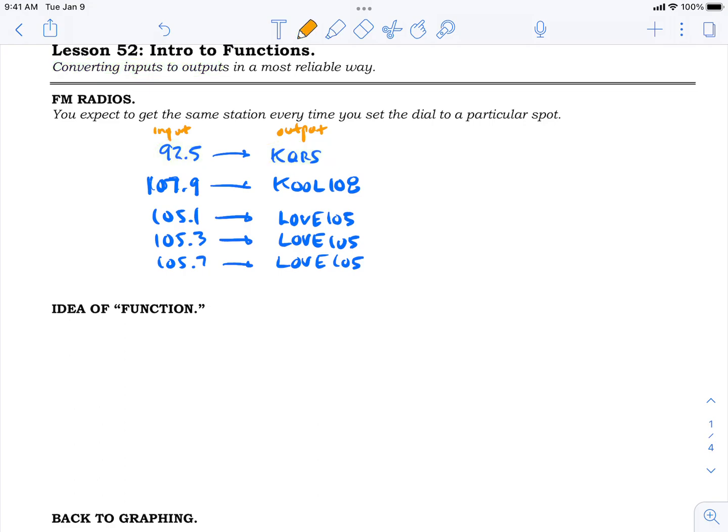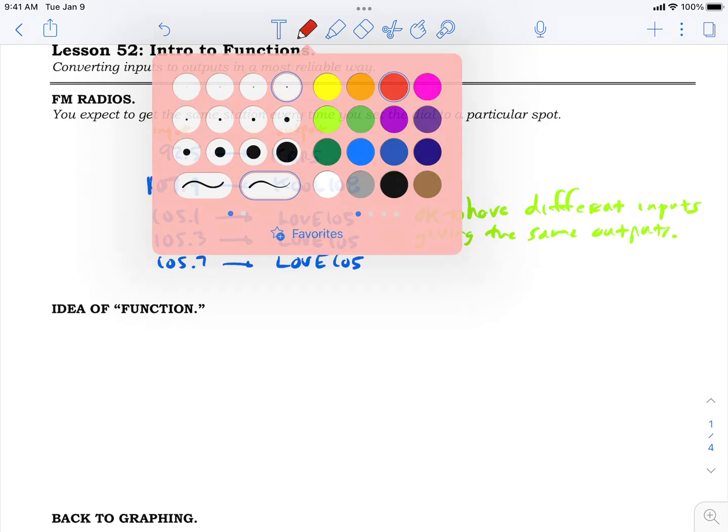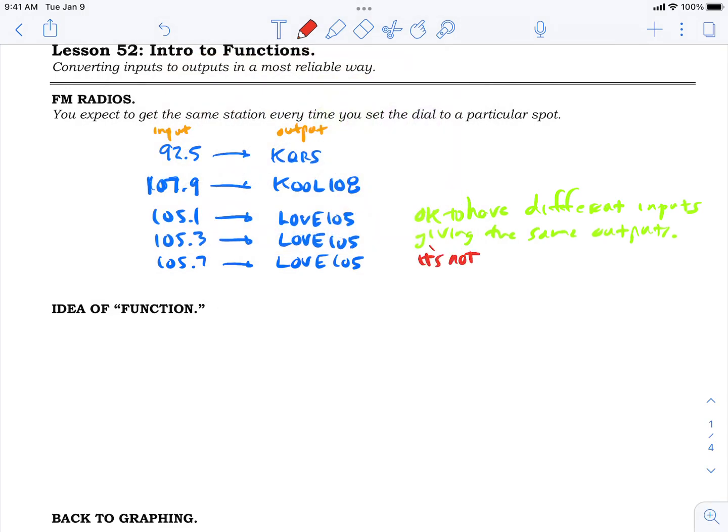It's okay to have different inputs giving you the same outputs. That's okay. But I'll tell you what's not okay. It's not okay if any input gives you more than one output.